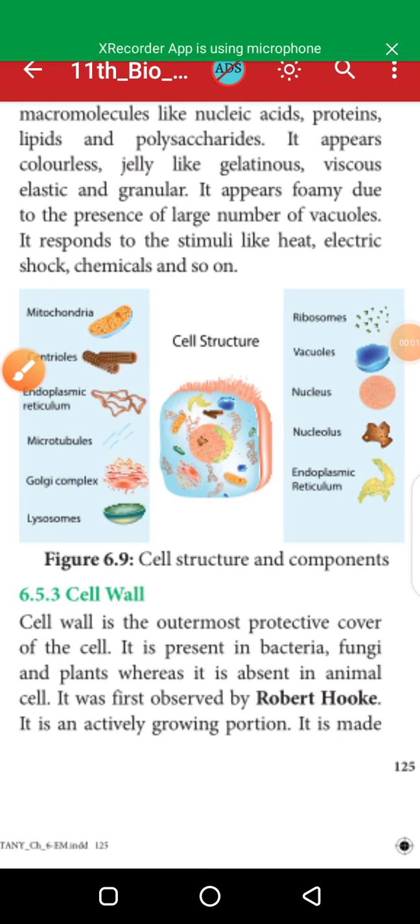அடுத்து பார்த்தீங்கன்னா cell wall is the outermost protective cover of the cell. It is present in bacteria, fungi, and plants, whereas it is absent in animal cell. It was first observed by Robert Hooke.